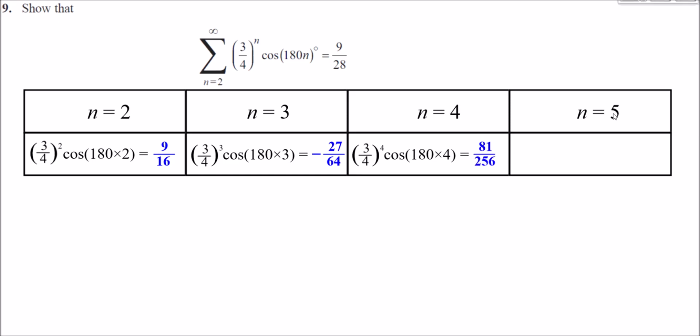And when n is 5, again we get this. So we can hopefully see a pattern. For example, if I have a look at the top numbers, 9, 27, 81, 243, they're being multiplied by 3, and 16, 64, 256, the denominator is being multiplied by 4. So the common ratio is 3/4, or so it would be if all these values were positive.